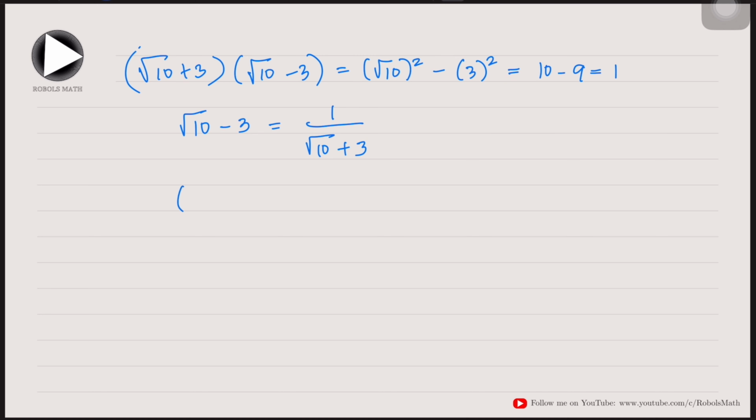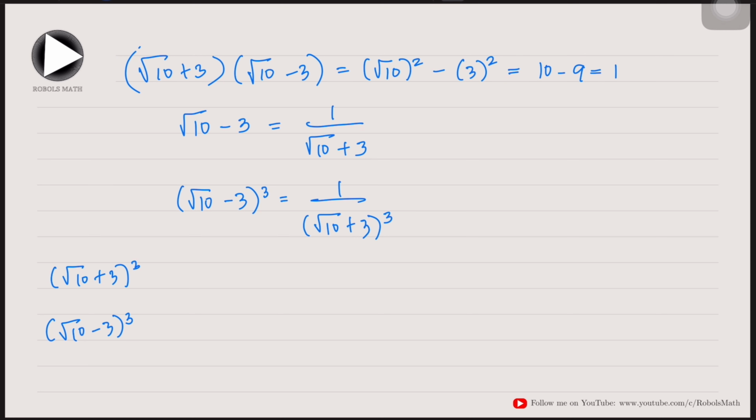Moreover, we can also write the cube: square root of 10 minus 3 quantity cubed is equal to 1 over square root of 10 plus 3 cubed. This might not make sense now, but later on you'll see where I'm going with this one. Now let's consider square root of 10 plus 3 cubed. This is the value that we want. Let's also consider square root of 10 minus 3 quantity cubed.